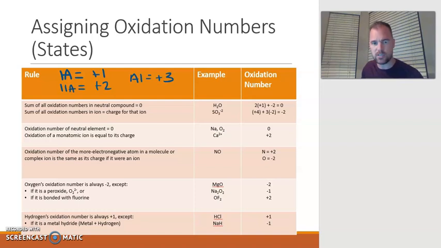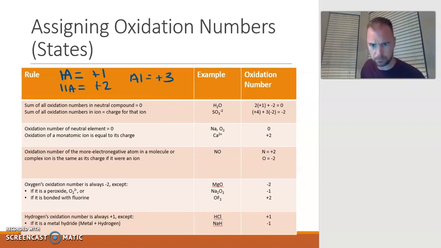Now, in addition to this, that's where the rules come into play down below. So let's review them. Rule number 1 right here. The sum of all the oxidation numbers in a neutral compound should equal 0. And the sum of all the oxidation numbers in an ion should equal the charge for that ion. This actually isn't anything new. You should hopefully already be familiar with this.